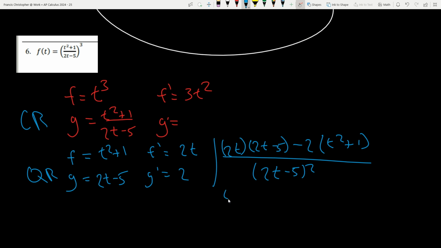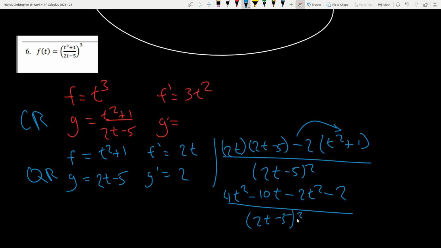Expanding this out, we get 4t squared minus 10t minus 2t squared, and then don't forget to distribute this negative. Don't forget to distribute the negative to the plus 1, so that becomes minus 2, all over 2t minus 5 squared. Be careful. So we didn't actually solve for the derivative of the entire thing, we solved for g prime.